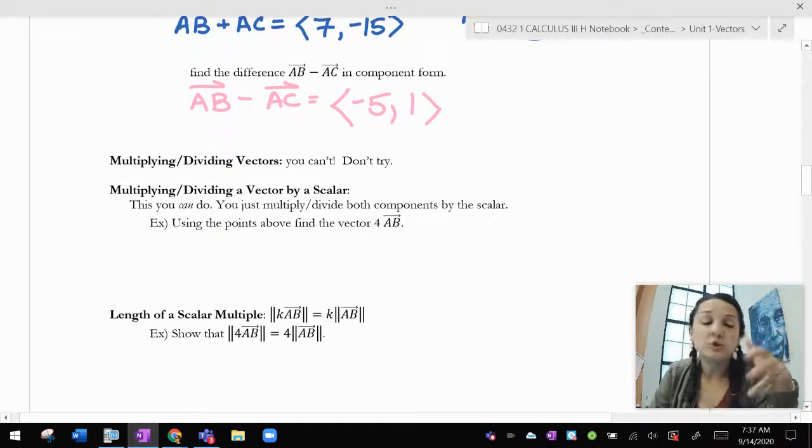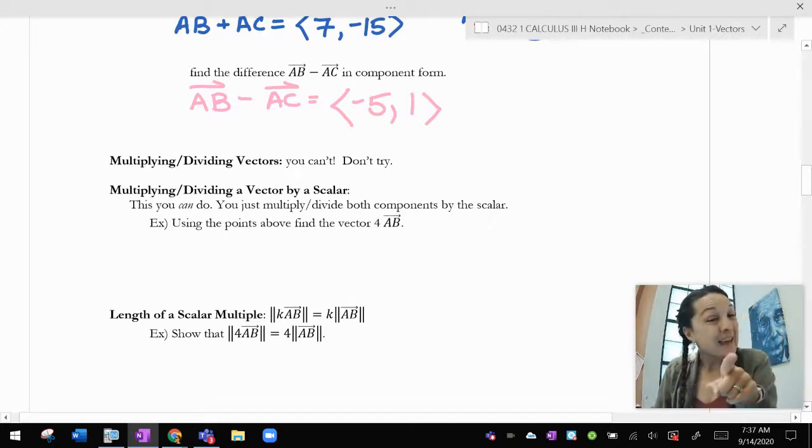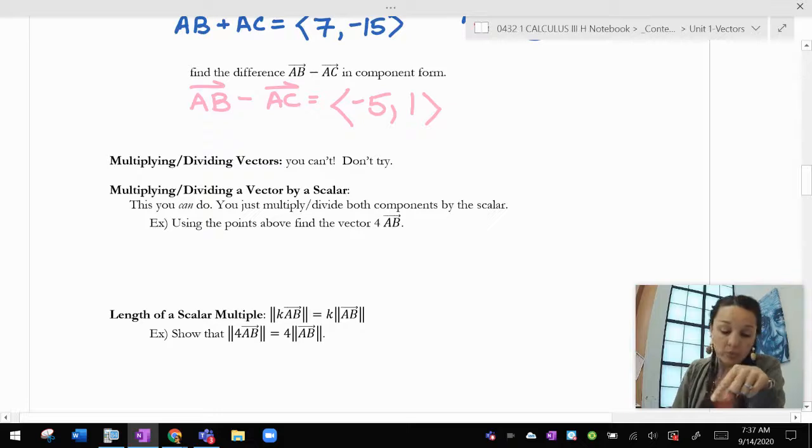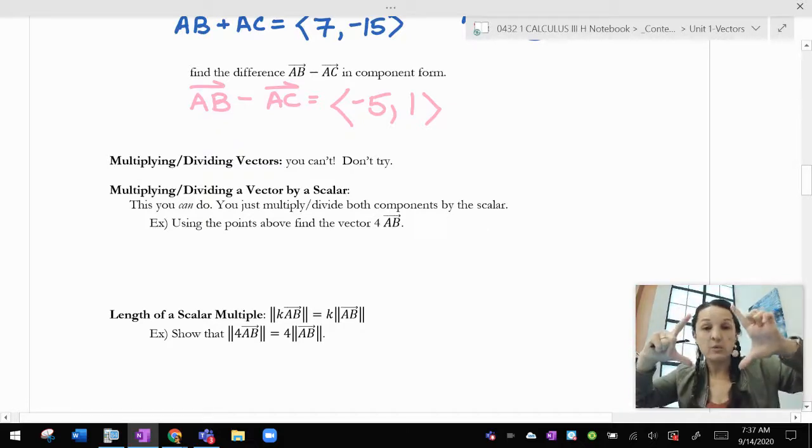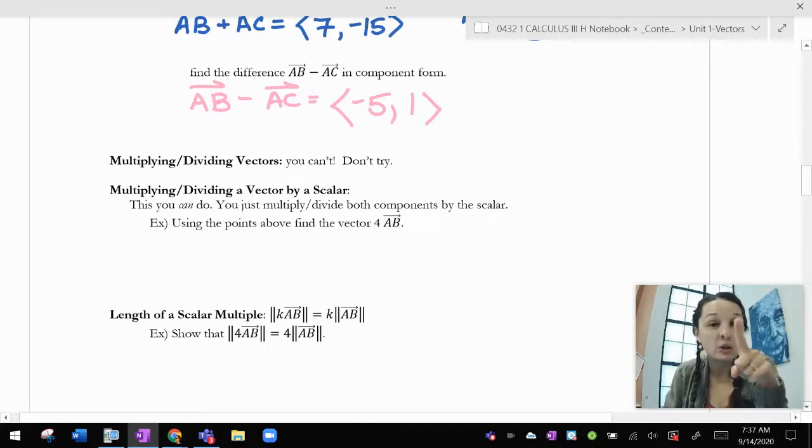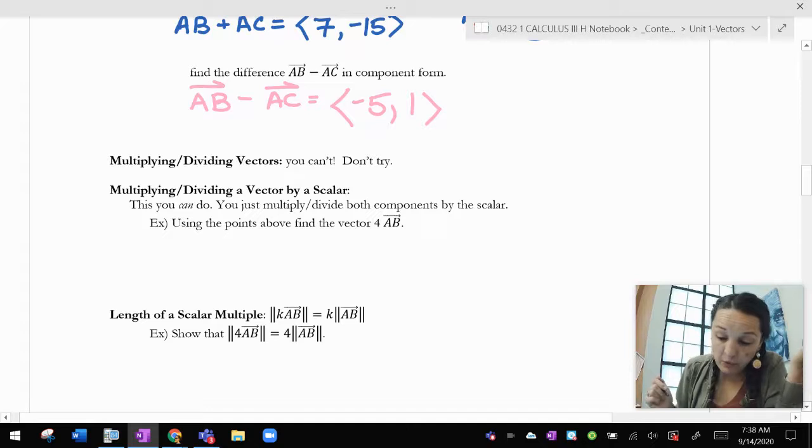Multiplying or dividing vectors. You can't. Don't try. Short answer. I'm kind of lying, but we'll get to that later. But technically speaking, you cannot multiply a vector times another vector using the original multiplication rule or divide. Now, what you can do is you can multiply or divide a vector by a scalar. So you can take a component form of a vector and divide by a singular number, a scalar, and do stuff with that. You just multiply or divide both components by the scalar.